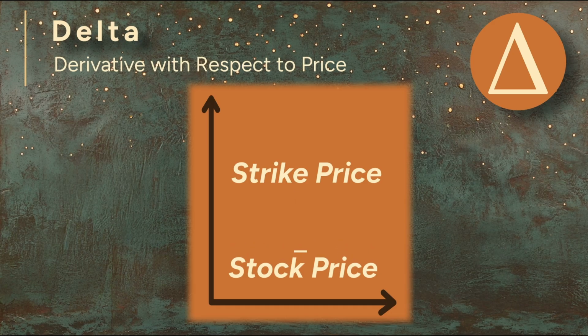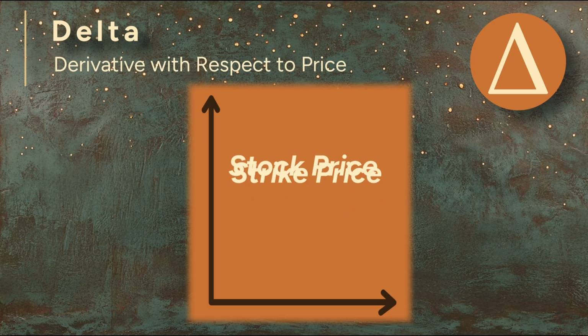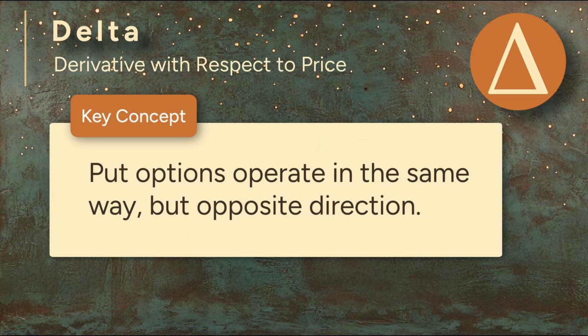If you're holding a call option and the stock moves closer to the strike price or further above it, that option becomes more valuable. If it moves further away, it becomes less valuable. A put option works the same way, but in the opposite direction.